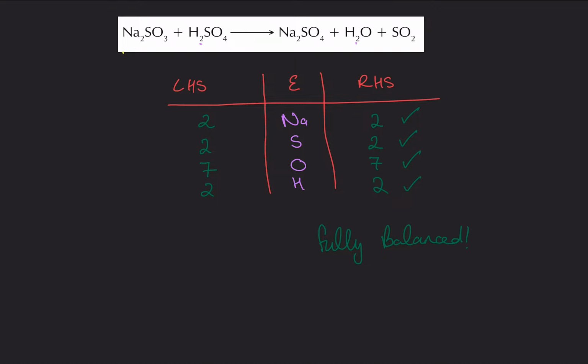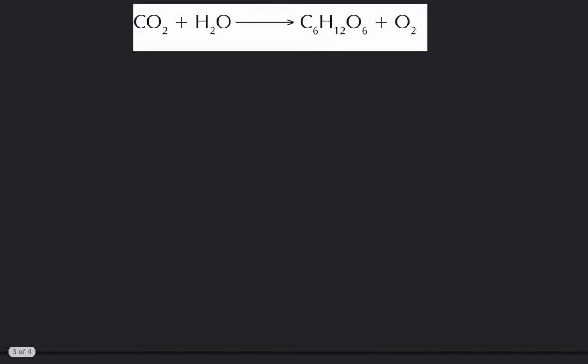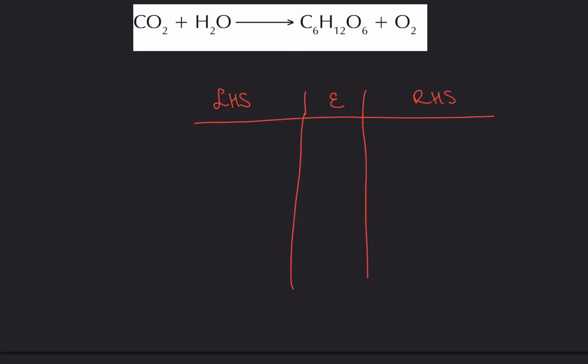Okay? So that's what we're trying to aim for each of these, to have the left-hand side equal to the right-hand side. So we're going to look now at an example where it's not balanced. Again, we'll do up our little table: left-hand side, element, right-hand side. List the elements that are there: carbon, oxygen, and hydrogen. Okay, so let's take a look now.